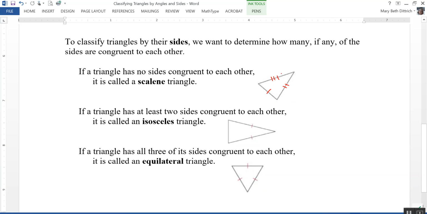If a triangle has at least two sides congruent to each other, then it's called an isosceles triangle. Notice that these two sides are marked as congruent to each other. And if a triangle has all three of its sides congruent to each other, then it is called an equilateral triangle. Literally, three equal sides. So that's how you classify triangles, by their angles and by their sides.